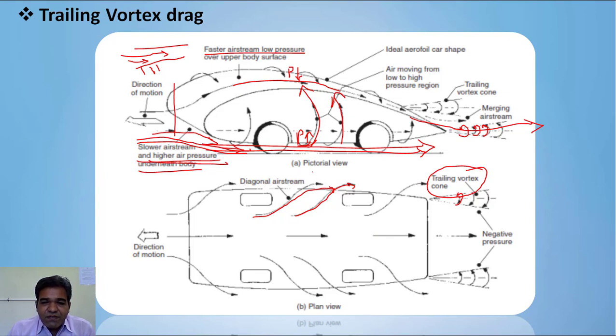These are the trailing vortices, and because a vortex has a negative pressure, it will produce a drag resistance to the vehicle's motion. So the drag which is produced by the trailing vortices is known as the trailing vortex drag. So simple. This is the overall phenomenon of trailing vortex drag.